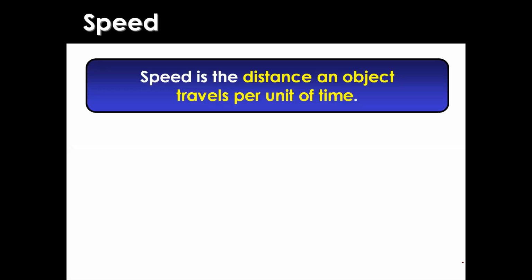So here we discussed some important factors. Let's see one by one each of them. First one is the definition of speed. It is nothing but the distance an object travels per unit time.